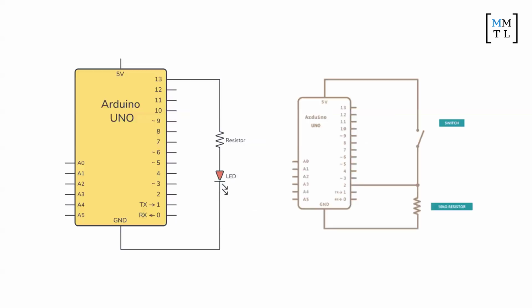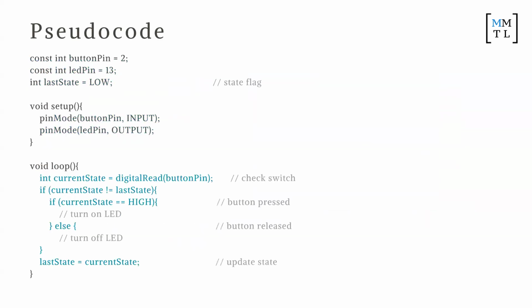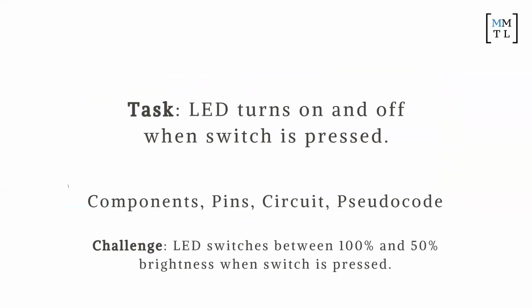Okay, if you're done with that challenge, then the next one is this. LED, comma, I, all caps. The LED turns on and off only when pressed. Okay? You're right. The LED turns on and off only when pressed. And if you finish up, this is the final challenge for the day, which is: the LED switches between 100% and 50% brightness when the switch is pressed. Okay.